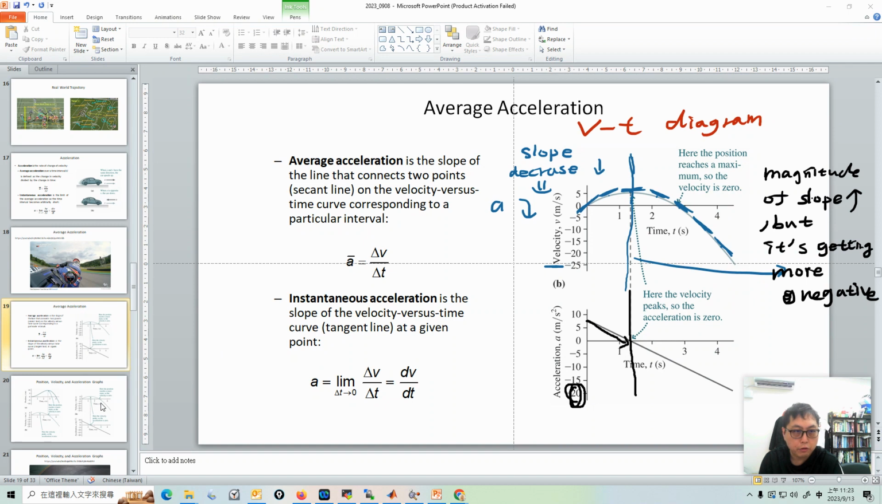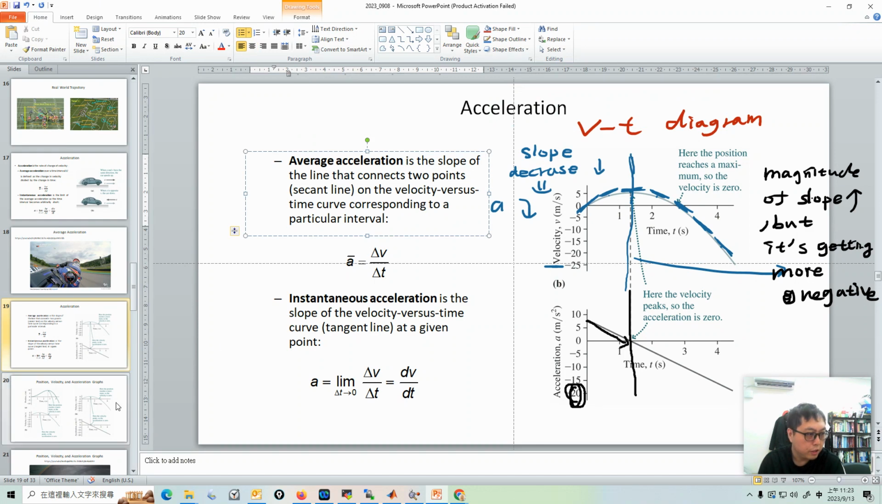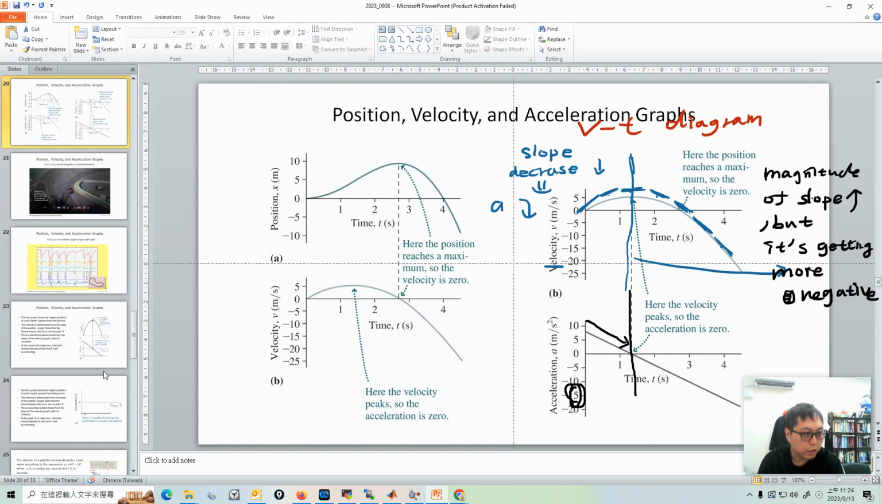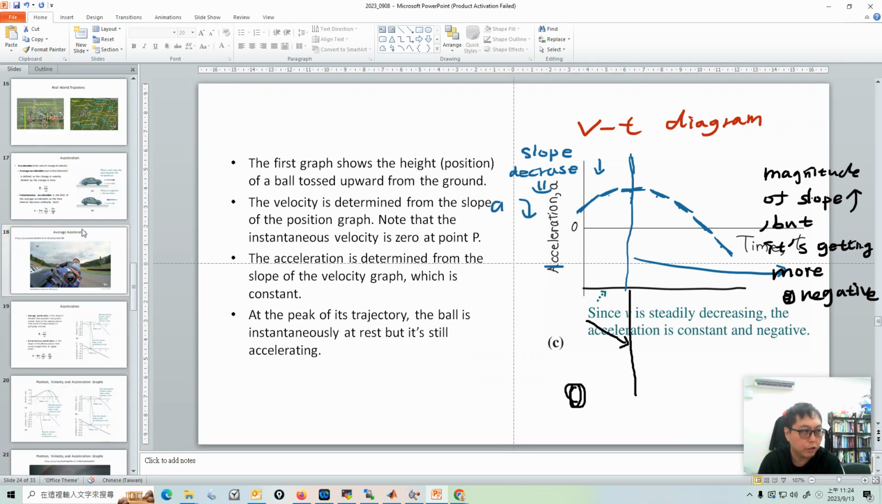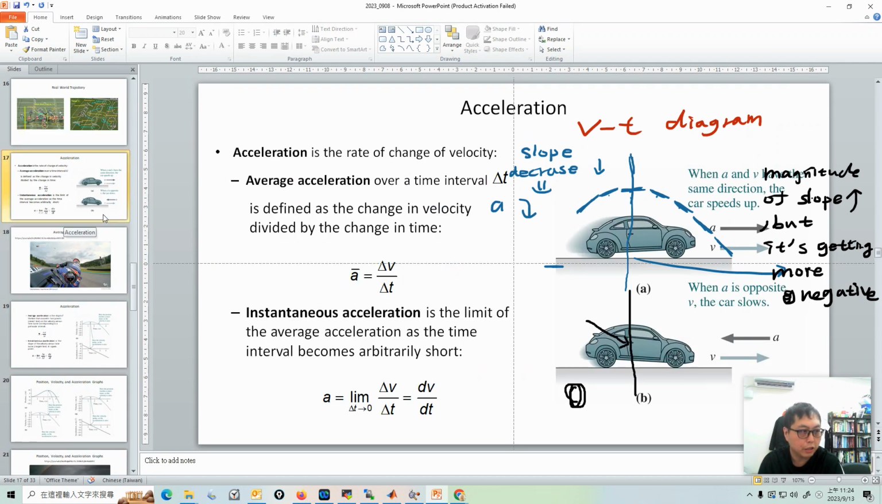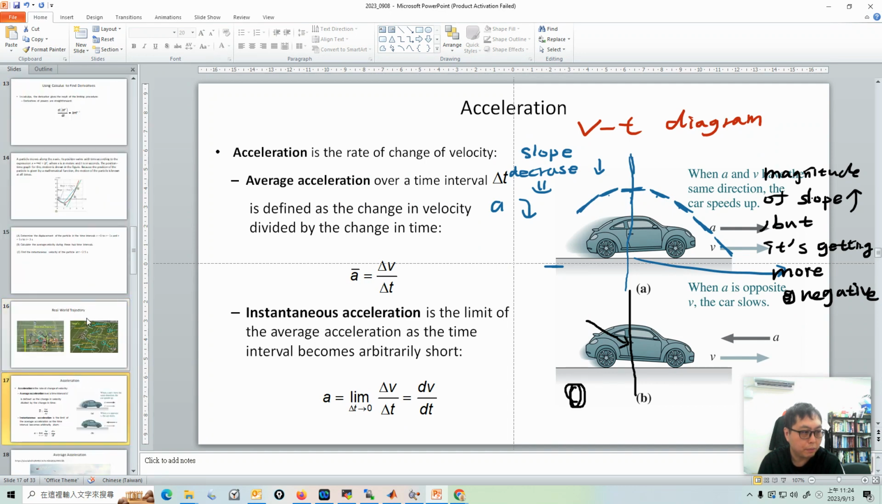In the next video, I'm going to show some calculations of acceleration. This title should just be acceleration, because we're talking about both kinds of acceleration. Next time I'll show you the calculation of instantaneous acceleration.